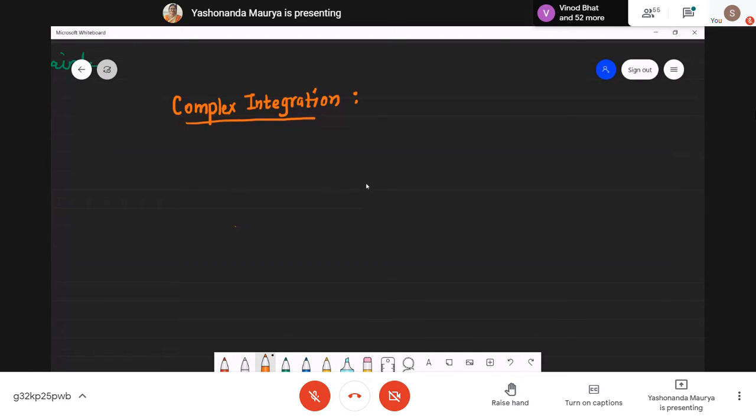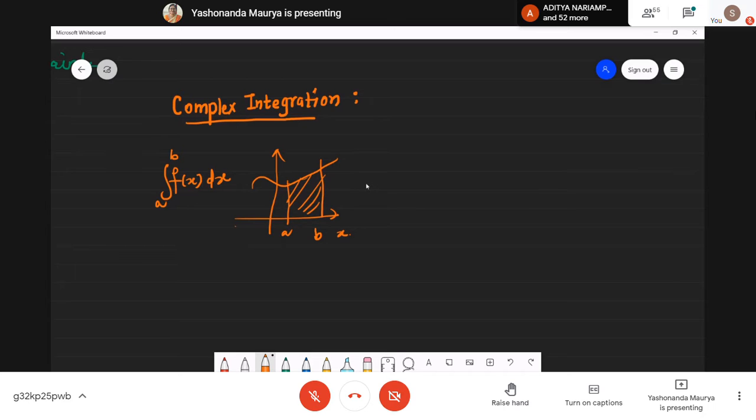Now over here, when we are studying f of x and the integration of this dx from a to b, what is the meaning of this? There's a function f of x. We are in one dimension. We draw the function. Suppose this is my a, this is my b. Below this, we are going to find this particular area.